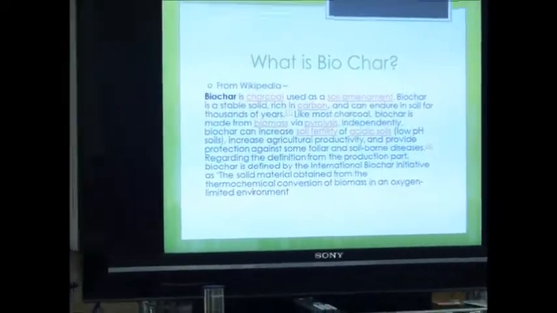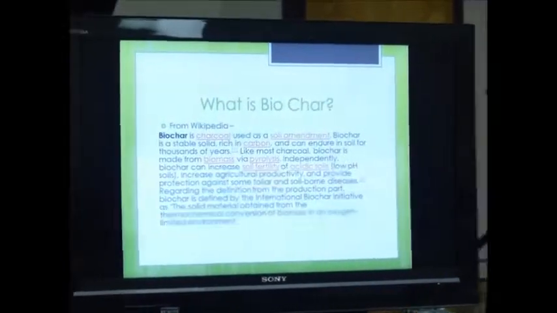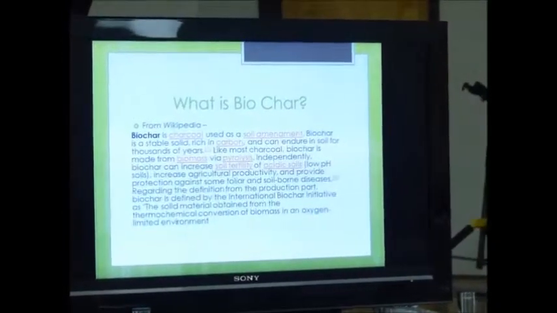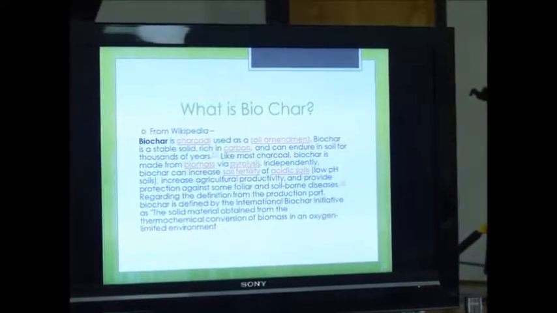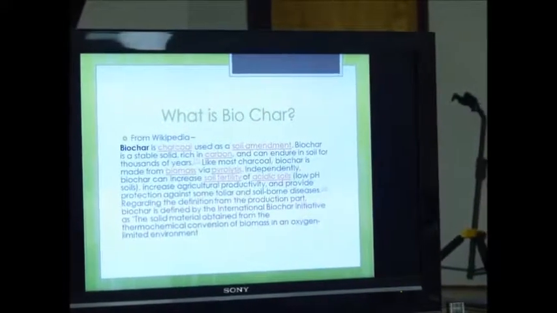So, biochar. And biochar is used as a soil amendment, and basically what it is, it's just charcoal.